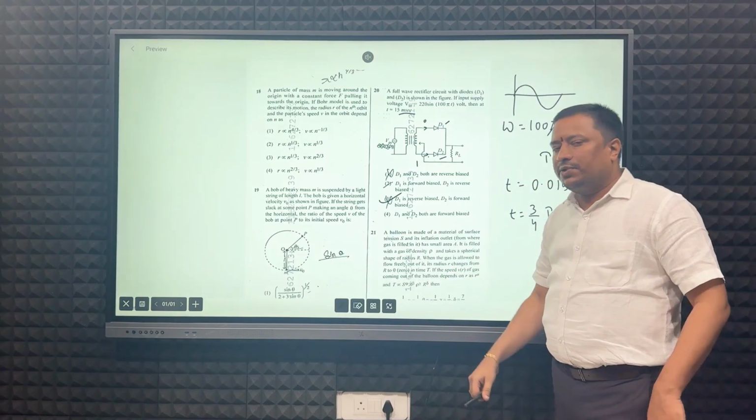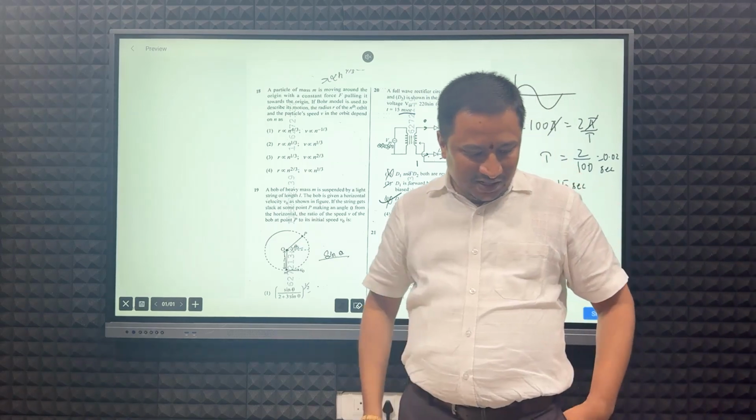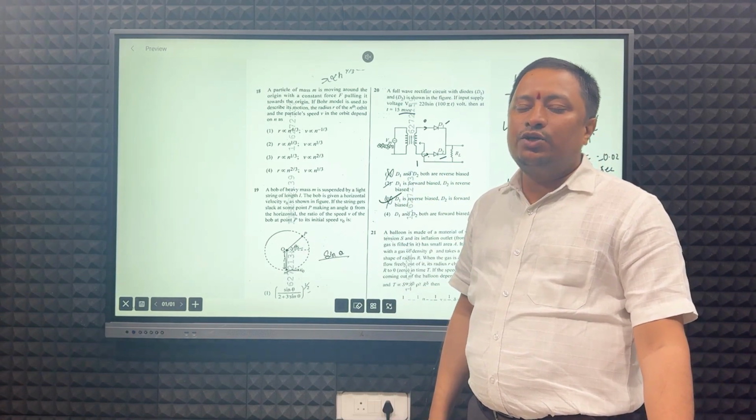The student whose paper this is has made a lot of mistakes. First, D1 will be reverse biased, D2 will be forward biased.